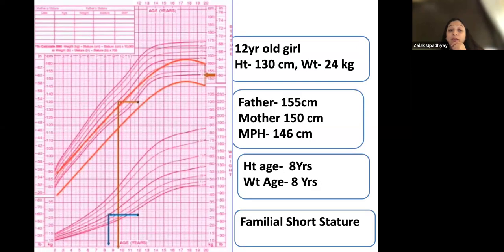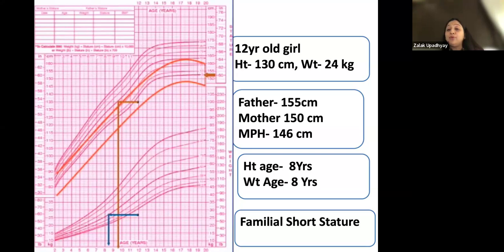So this is a case of familial short stature. We also took height age and weight age. Sorry, there is some issue with the plotting, but both were the same, height age, weight age. So this is a case of familial short stature. You can even follow up this child and see what's happening with the child. But here the child's height, though below third centile, was within the mid-parental height range.